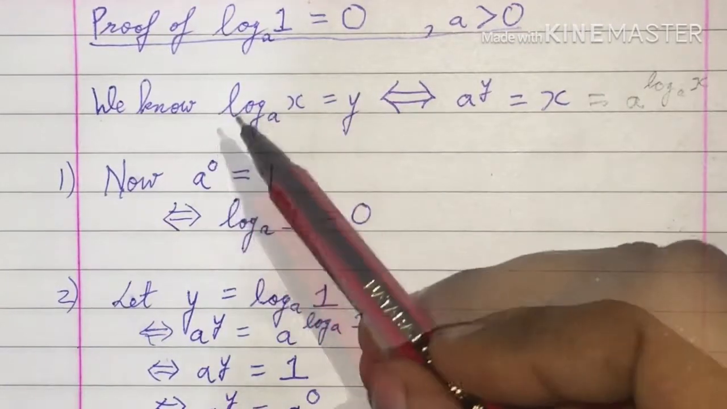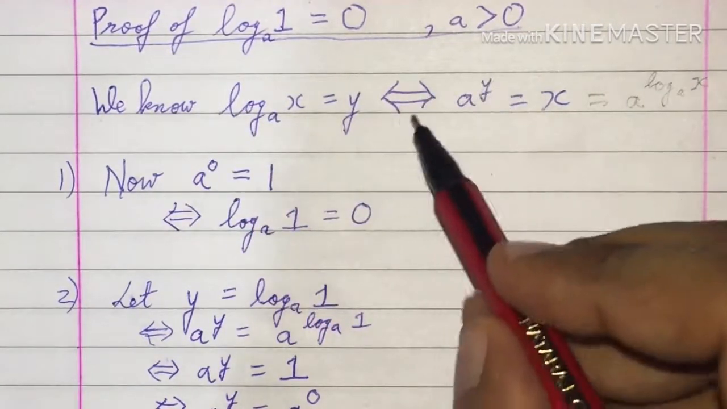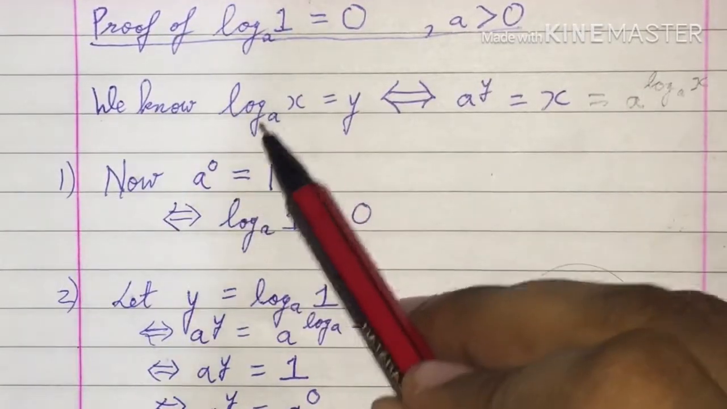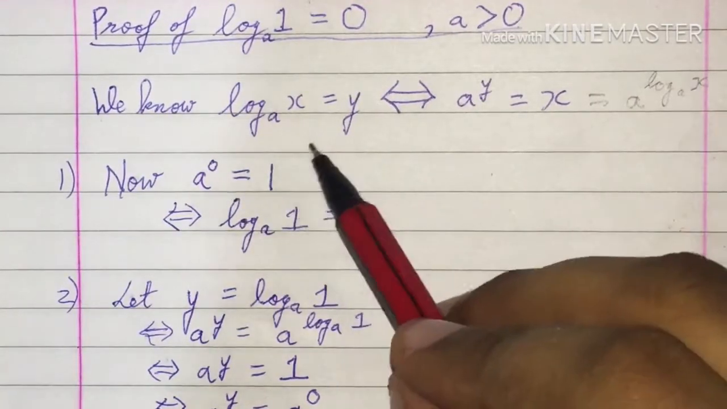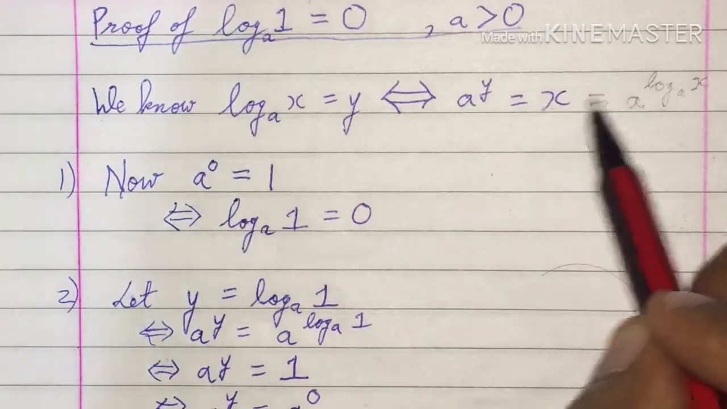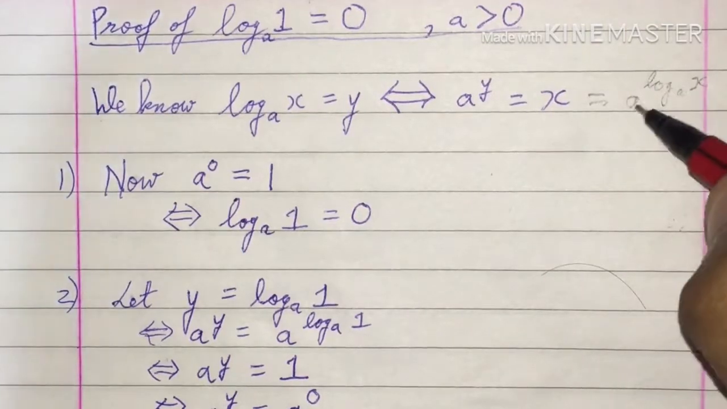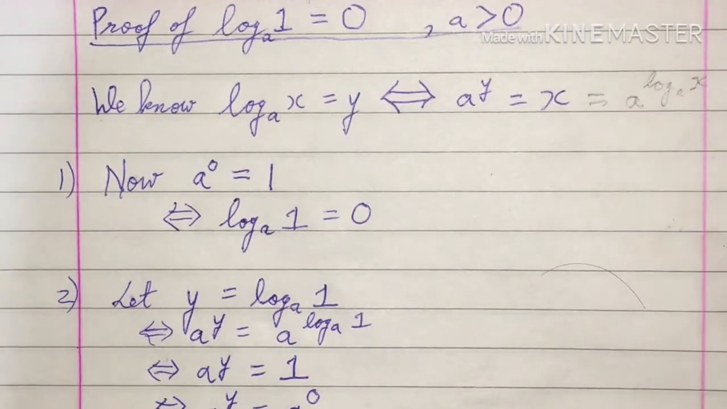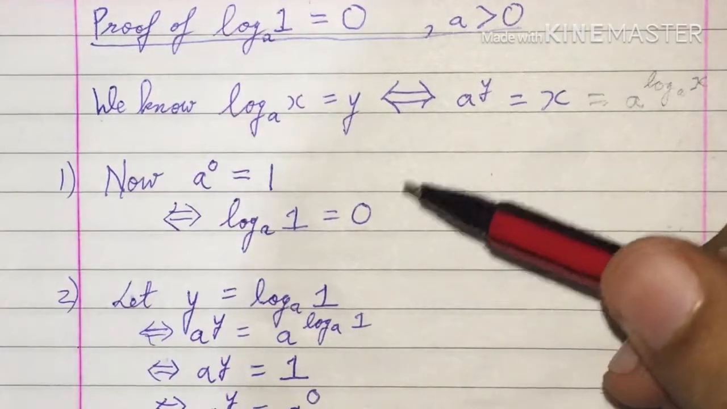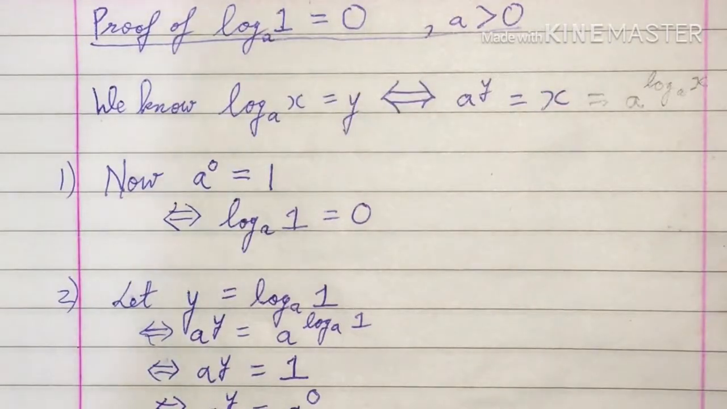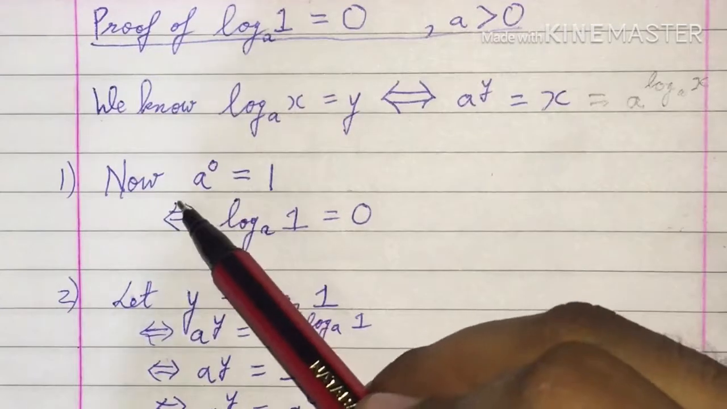Now if you notice, we can take a raised to on both the sides. So we will get a raised to log to the base a of x equal to a raised to y. So if you notice, a basically the base and the log, they are inverse functions, hence they cancel out and gives you back x. So a and log are inverse functions. Now there are multiple ways to prove this. This is the most basic idea.